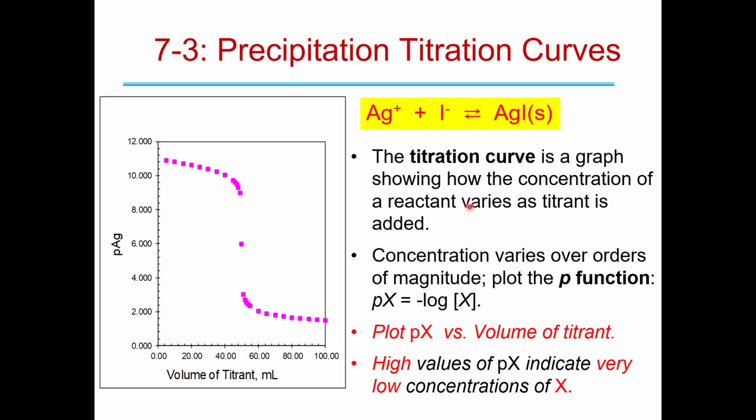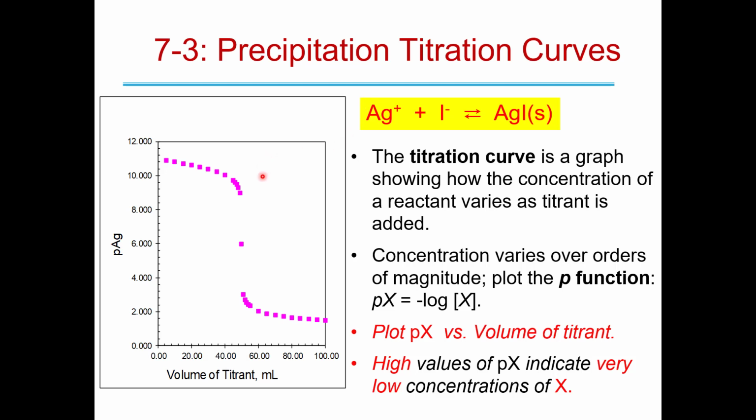We oftentimes understand titrations by looking at something called a titration curve. A titration curve is a curve that shows how the concentration of one of the reactants changes as you add different volumes of titrant. The volume of the titrant goes on the x-axis. That's the thing that we're changing, and we're thinking about what is the concentration of one of the reactants in our solution. In this case, we're going to look at the concentration of silver ion in our solution as we go through the titration.